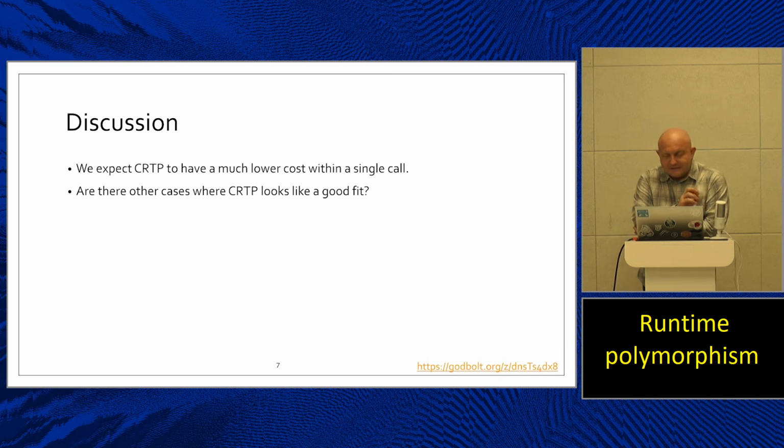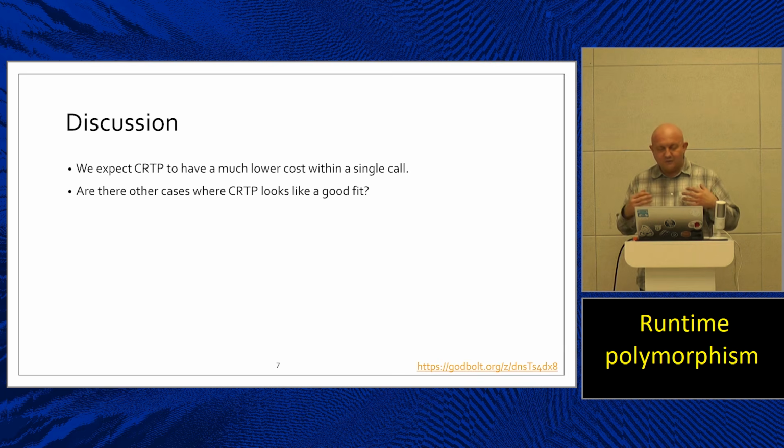So, CRTP removes the cost of dynamic dispatch. The compiler sees everything statically. It knows the exact type. It can inline aggressively. If you check Compiler Explorer, you often see just a direct jump, or even no jump at all because everything is inlined.